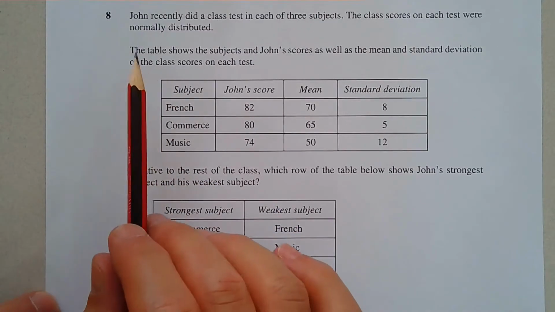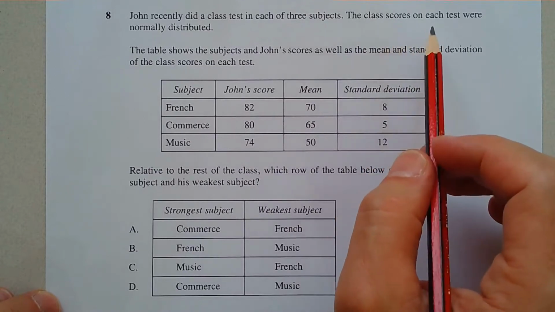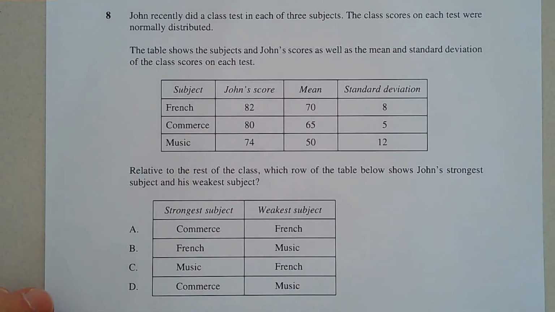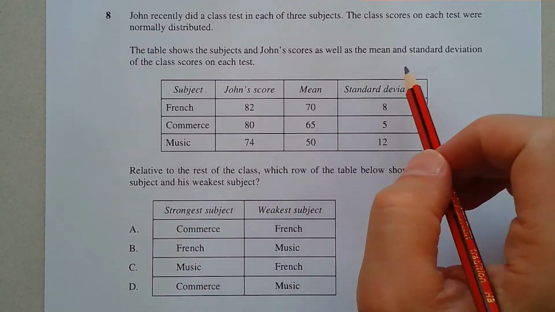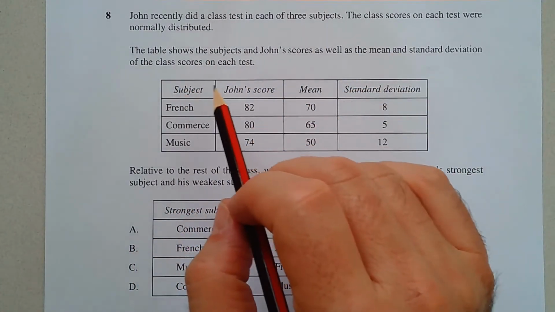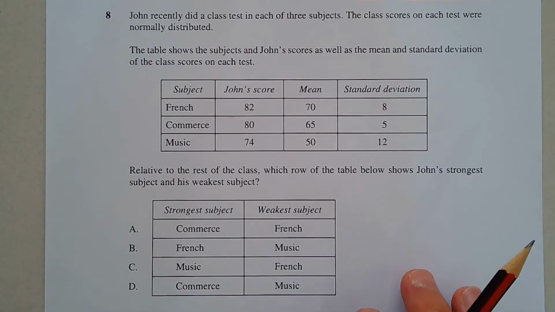Question 8. John recently did a class test in each of the 3 subjects. The class scores on each test were normally distributed. The table shows the subjects and John's scores, as well as the mean and standard deviation of the class scores on each test. You can see the table there, have a quick read of that.